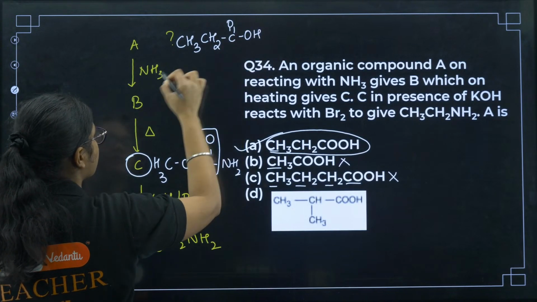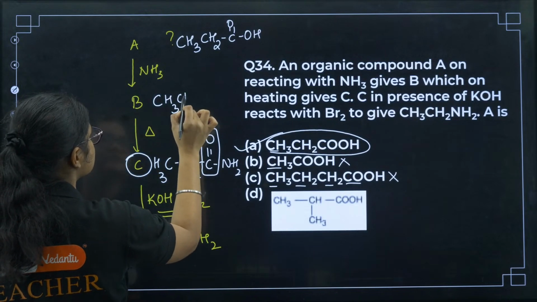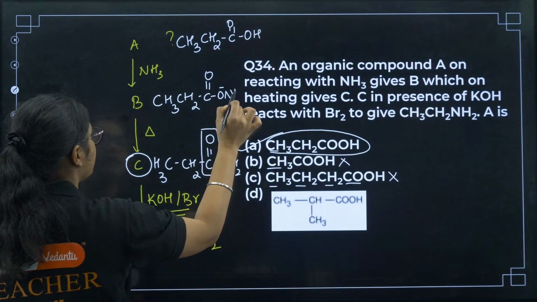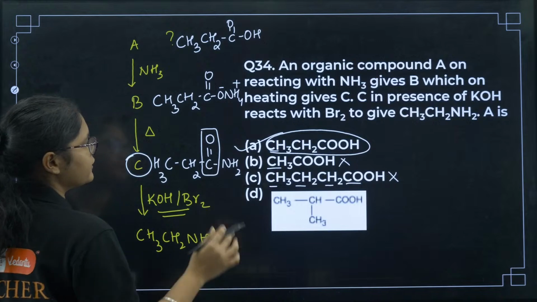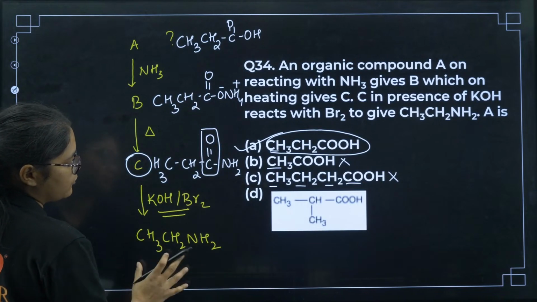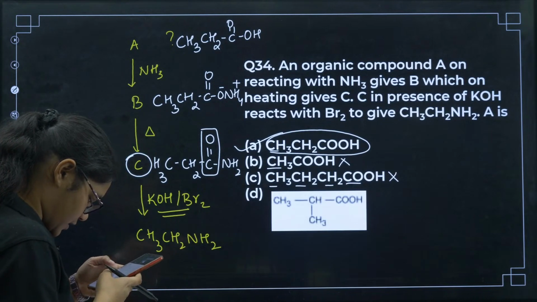COOH. Okay. Now when you treat it with ammonia, you get CH3, CH2, C double bond O minus and NH4 plus. Okay, this is the salt formed. Once you heat it, you get the amide. Then with Hofmann bromamide degradation, we get this one. Okay, so A is the correct answer.